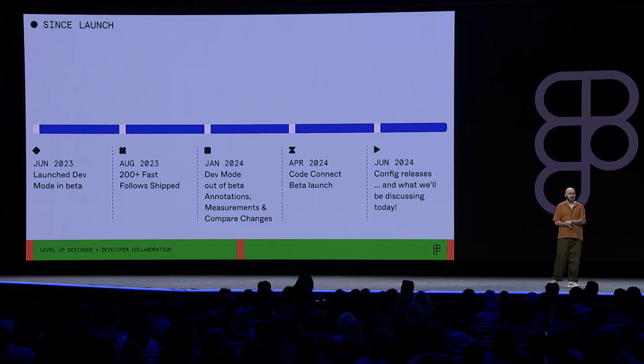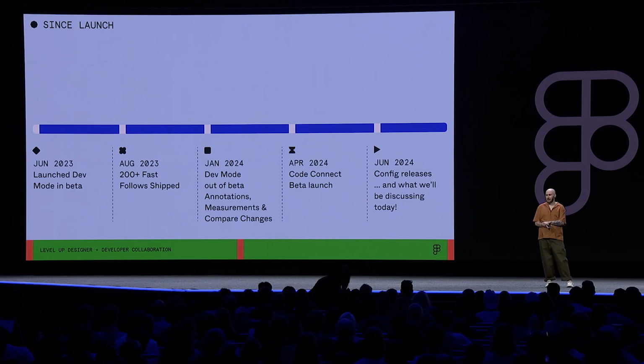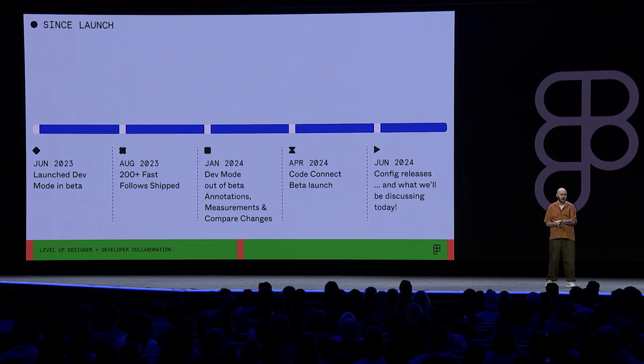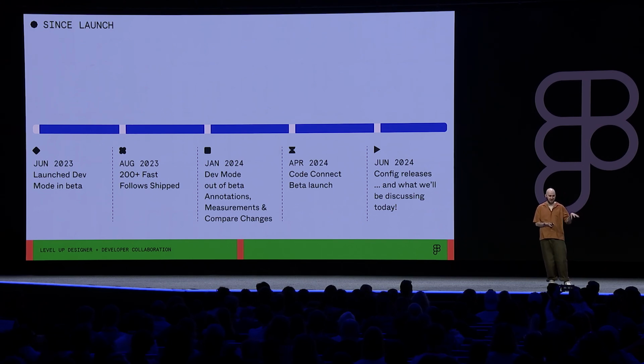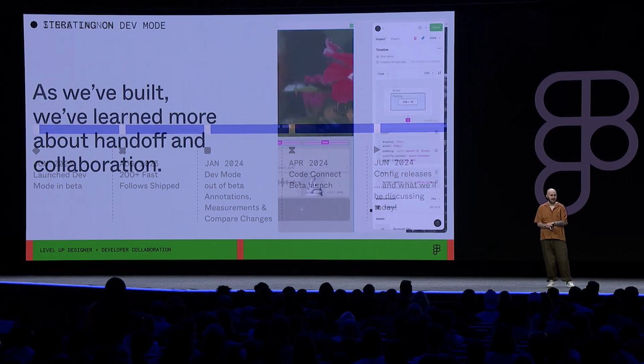We've been busy since our open beta launch 1 year ago. After our launch, we shipped hundreds of fast follow improvements and fixes based on feedback from all of you. At the beginning of this year, dev mode came out of beta with new features like annotations, measurements, and an overhauled compare changes tool. Just 2 months ago, we launched Code Connect into beta. And stay tuned, there's a talk coming up right after this to go deeper into that. And that takes us to today.